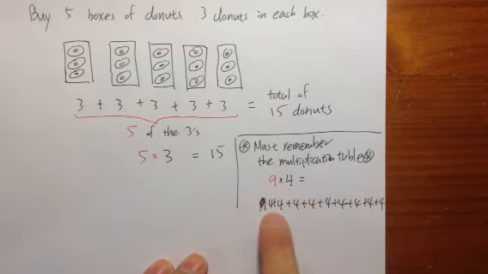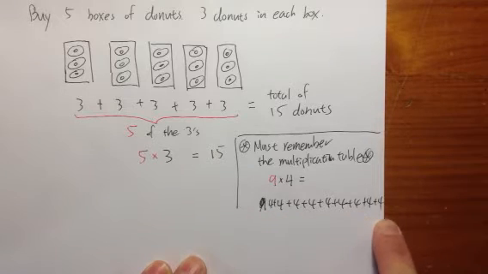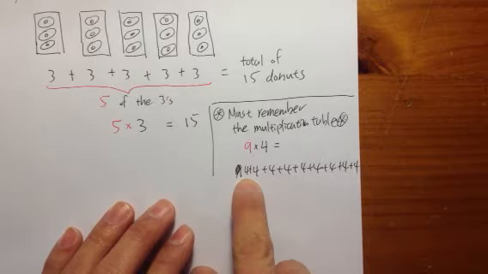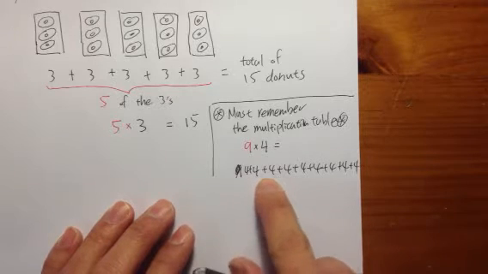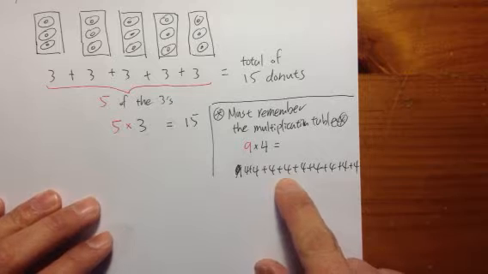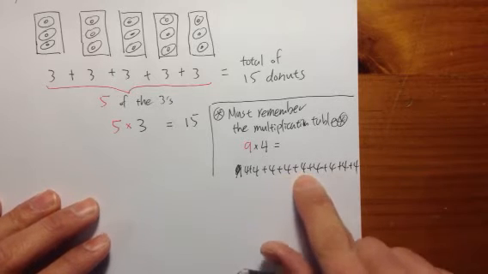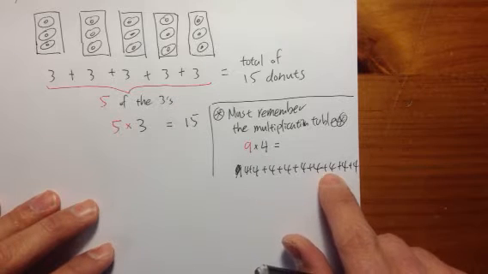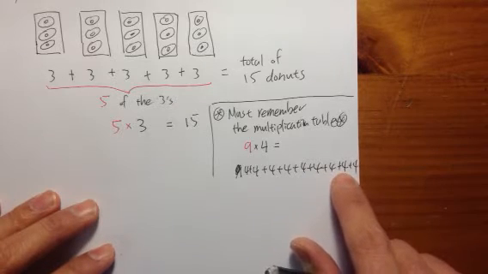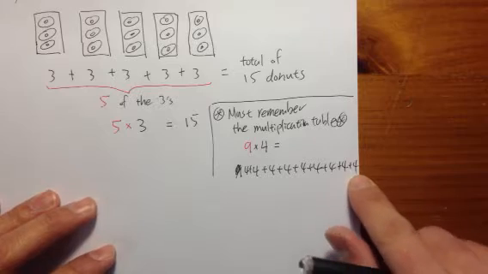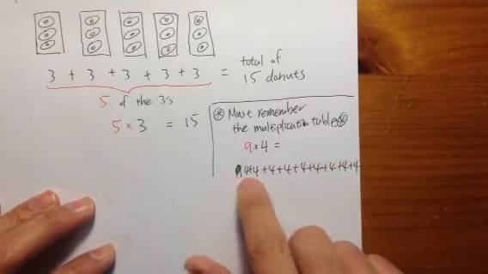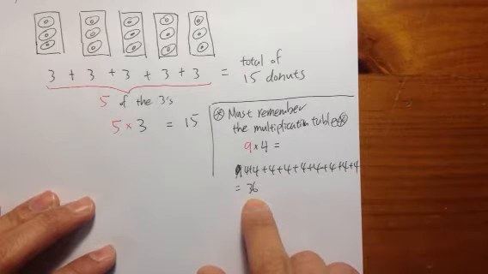9 times 4 means you write down 9 of the 4s, and then you are going to add up all these 4s together. So you can do this by just regular addition. 4 plus 4 is 8, 8 plus 4 is 12, 12 plus 4 is 16, 16 plus another 4 is 20, 20 plus another 4 is 24, and then you have 28, and then you have 32, and then altogether you have 36. Right? If you add all these 9 4s together, you get 36.